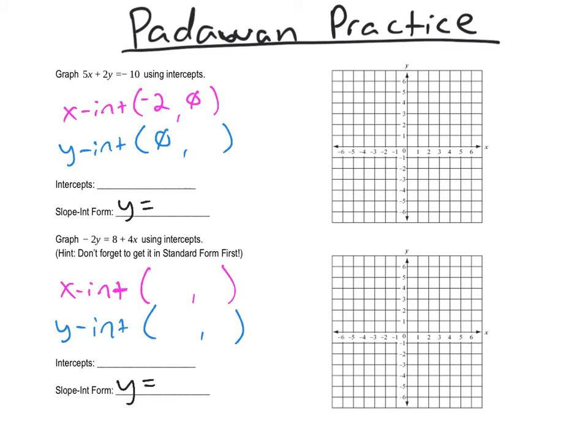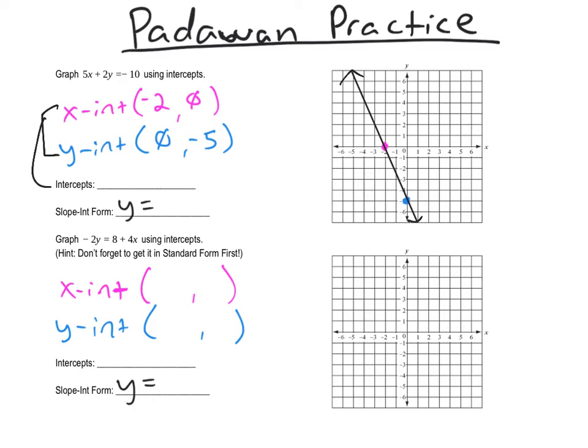Plug in 0 for x. What do you get for the y? Negative 5 is the y-intercept. So plot those coordinates. (0, -5) and (-2, 0). And then get your straight edge to graph it. And there's our line. Now, if you want the slope-intercept equation, we have our intercepts here.